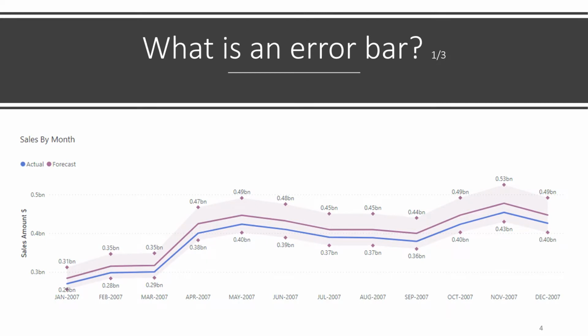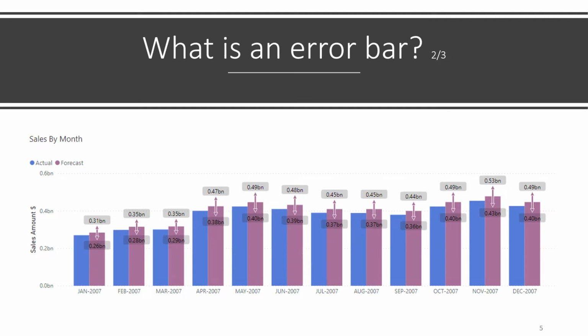What is an error bar? Error bars are lower and upper data points that can be added to line charts, column charts, and line and column charts to visualize uncertainties. This example shows a line chart with actual and forecast sales amount. The upper and lower bound data points of the forecast are also shown as error bands around the forecast line.